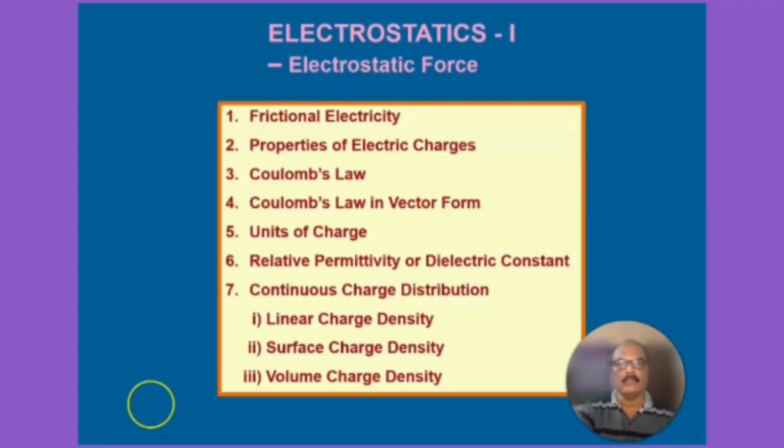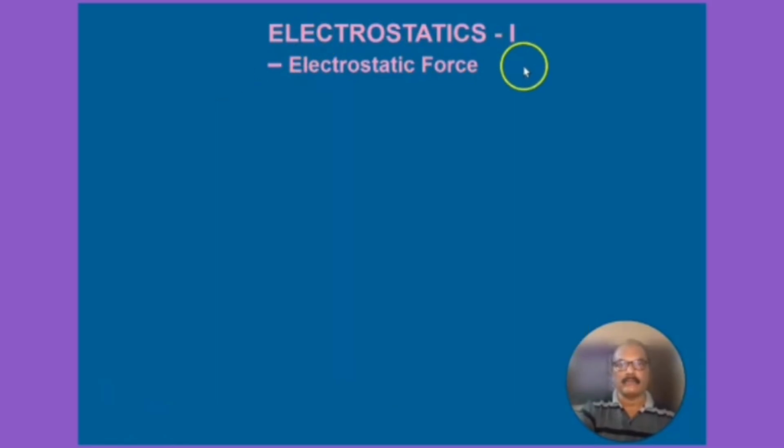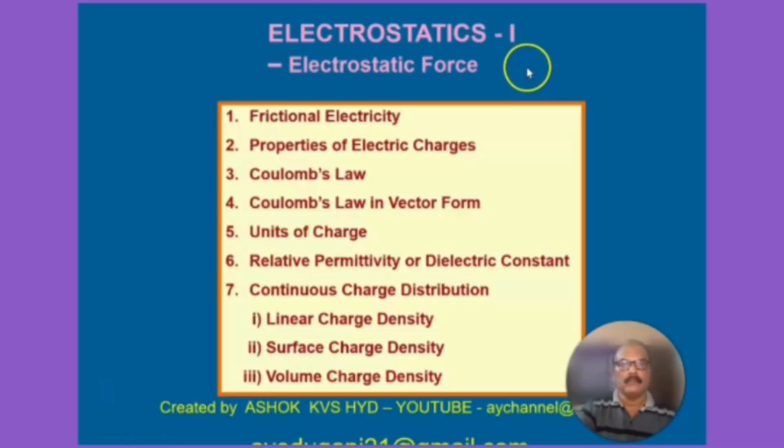Welcome back to my channel, NEET Physics Lecture 1 on the topic electrostatics. The first one is frictional electricity, properties of electric charges, Coulomb's law. Coulomb's law in vector form, units of charge, relative permittivity or dielectric constant, and continuous charge distribution and types: linear charge density, surface charge density, volume charge density.